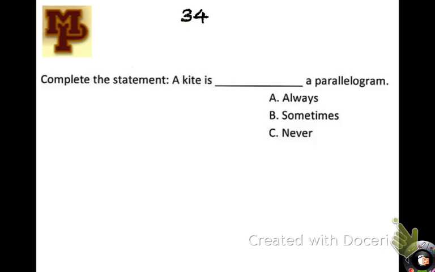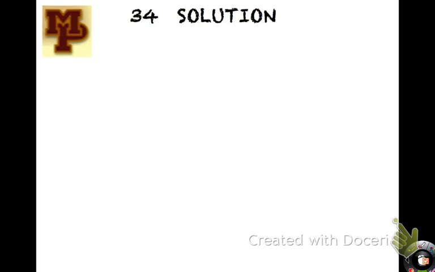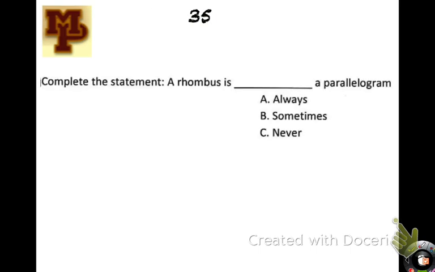A kite is blank a parallelogram. So a kite is never a parallelogram. So never. A rhombus is always a parallelogram. So remember, a rhombus is below a parallelogram on the tree diagram.